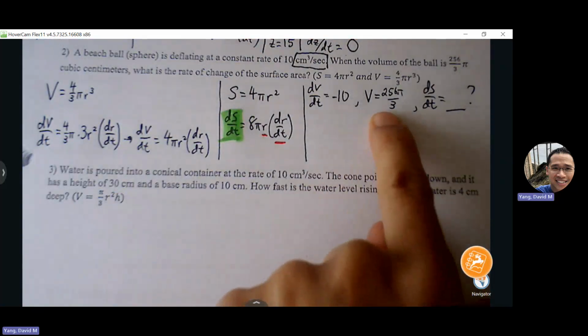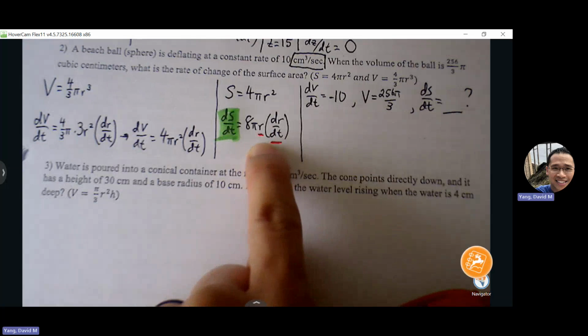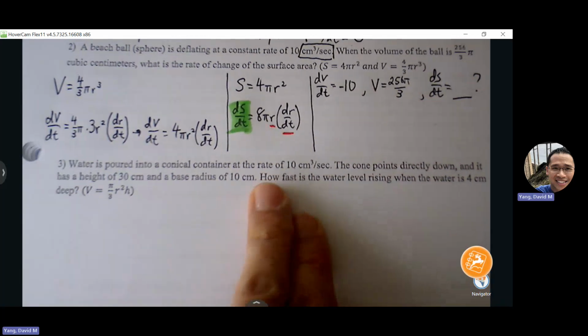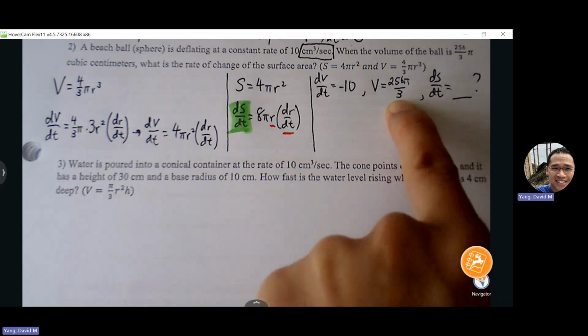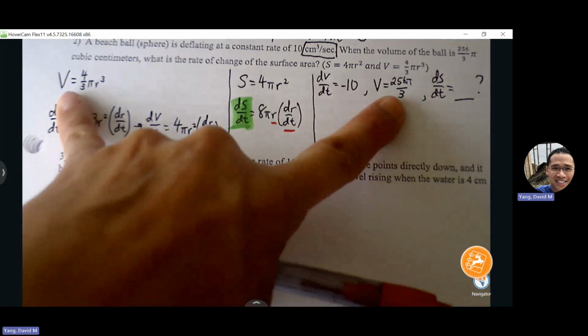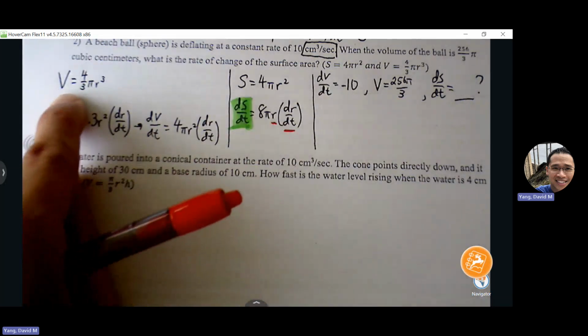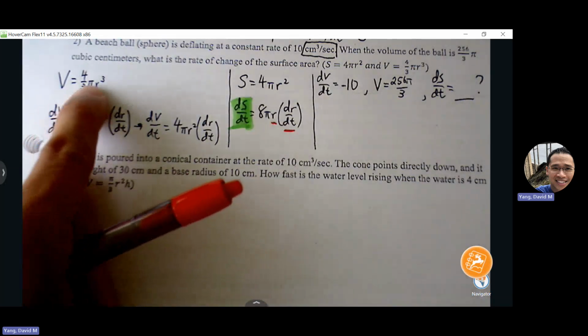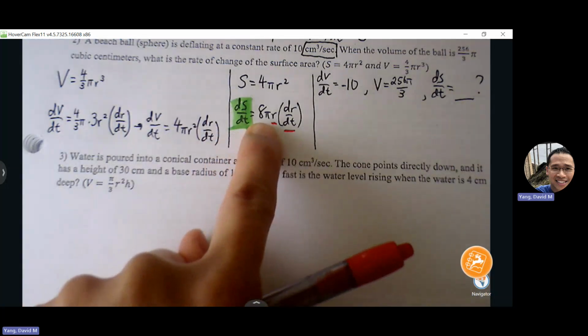Let's start with V here. How does this volume value help us out in terms of finding eventually one of these variables that we're hoping to find? Okay, we know the volume at this moment in time, 256 pi over 3. We have a volume formula here. So if I replace V with 256 pi over 3, I can solve for R. If I solve for R, then that's one piece of the puzzle for my problem.